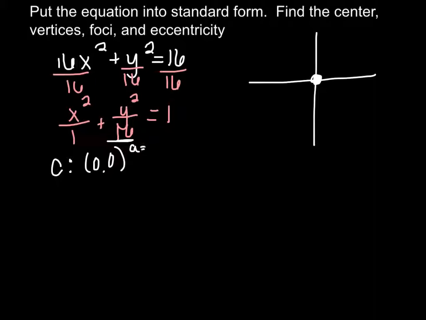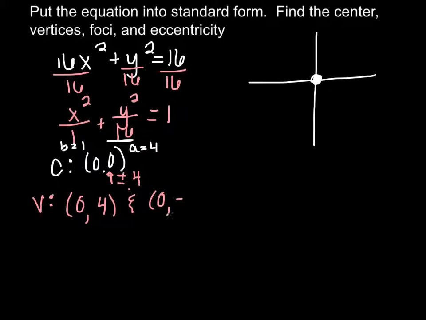So my a value is 4, my b value is the square root of 1, which is 1. To find the vertices, we're going to add and subtract that major axis to the y value. So I'm going to get the points 0, 4, and 0, negative 4.